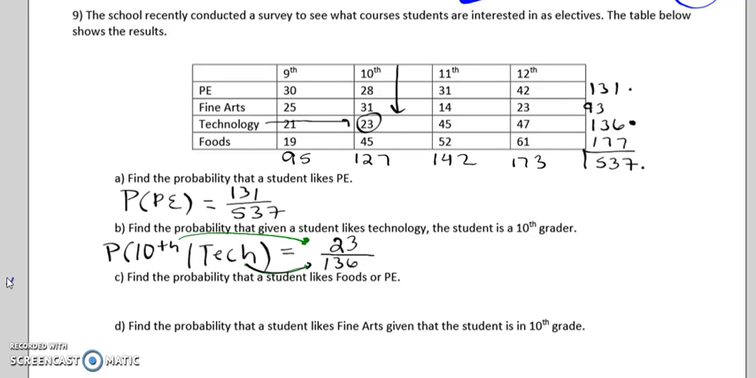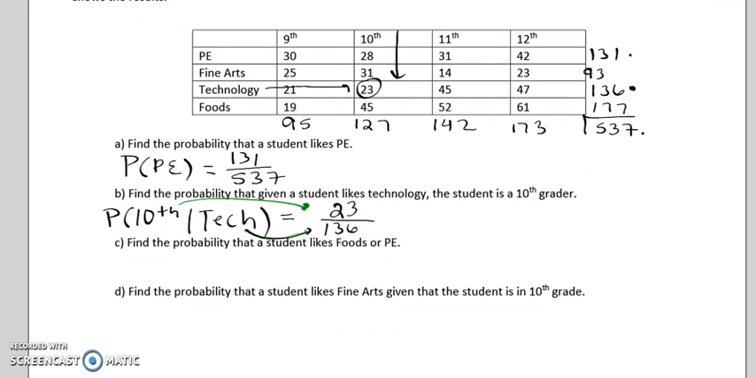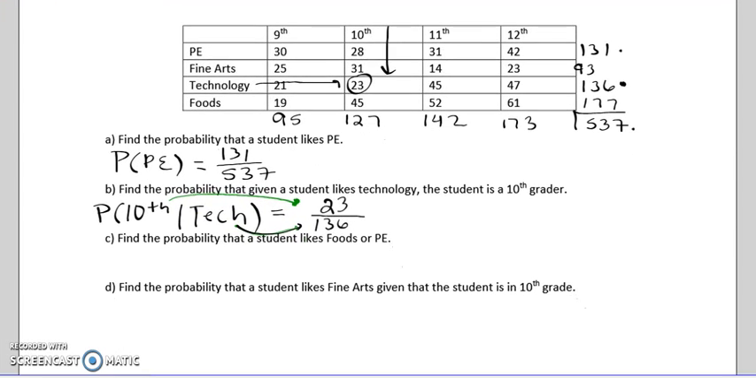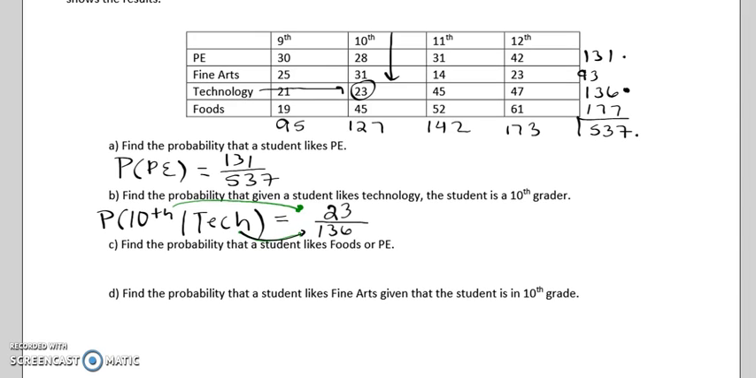C, find the probability that a student likes foods or PE. And for part B, if you were to go through the whole formula and everything, it works out the exact same way. All right, so C, find the probability that a student likes foods or PE. Okay, liking foods and PE. These are two mutually exclusive events. So we can just add their probabilities.